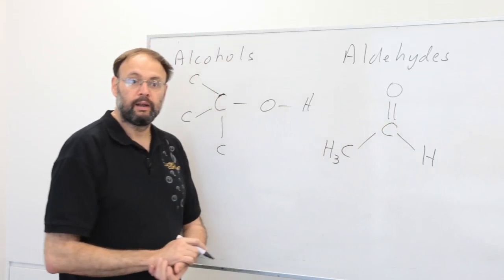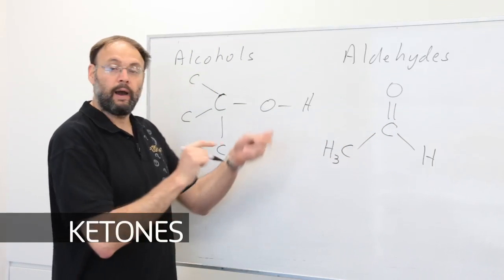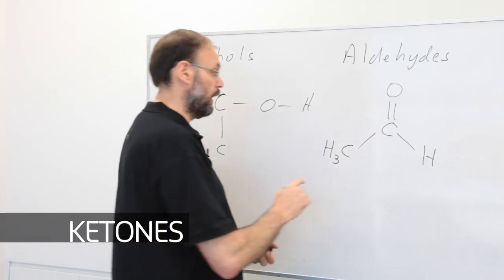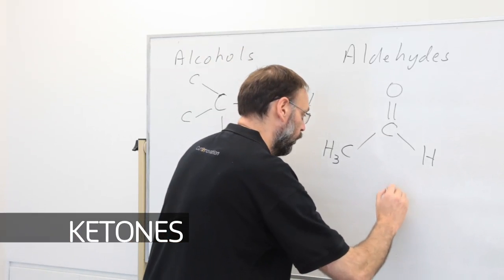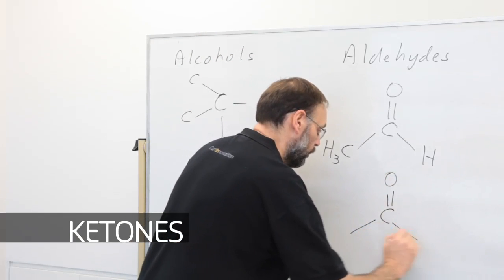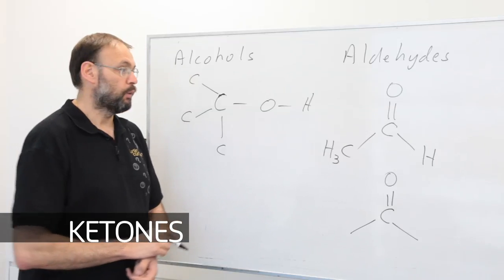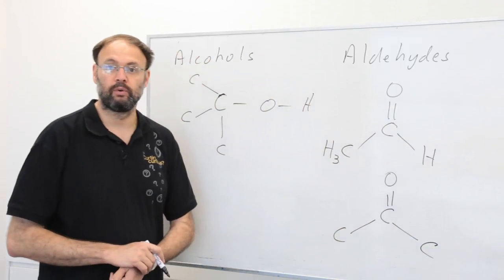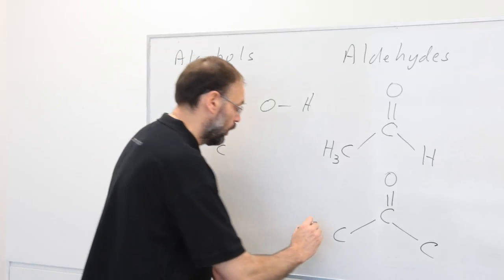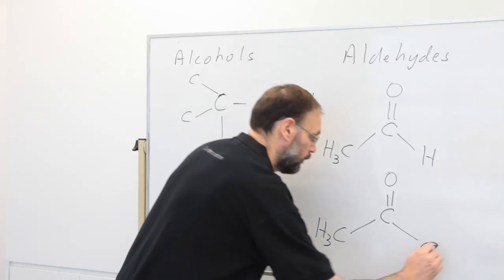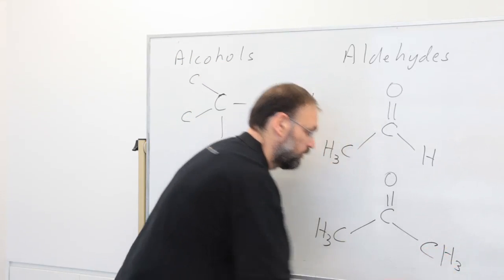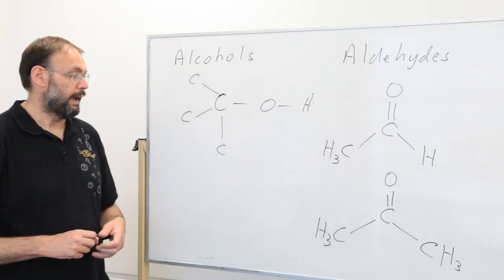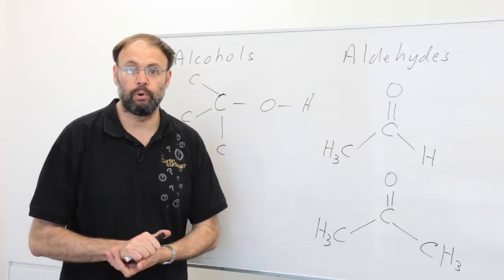That is an aldehyde. The ketones are very close cousins to aldehydes. We have also a carbonyl group, but here in ketones we do not have a hydrogen. They both must be carbon groups. And a simple example here would be propanone, sometimes known as acetone, and that's a common ingredient in nail polish remover.